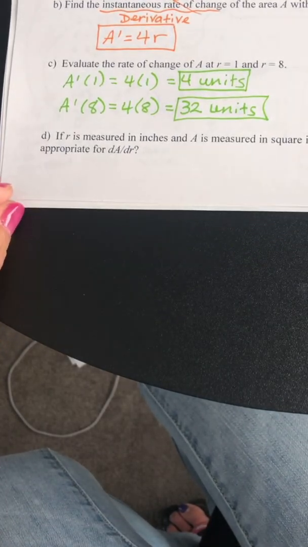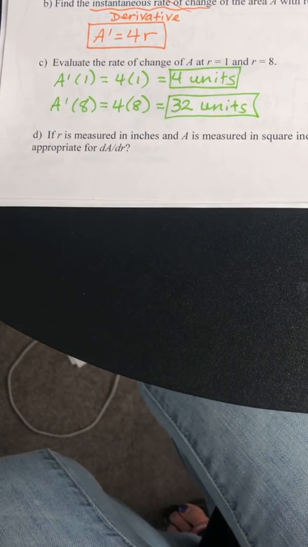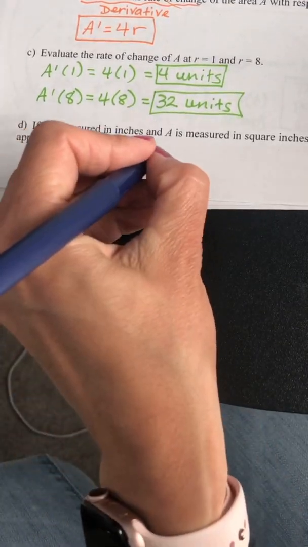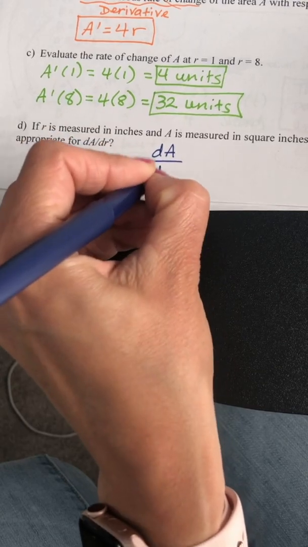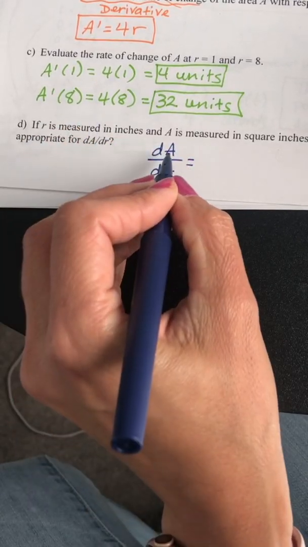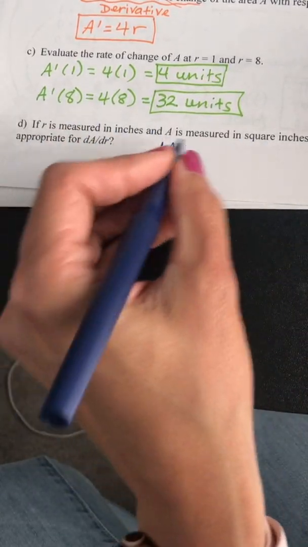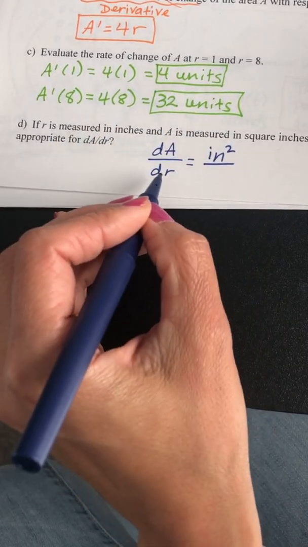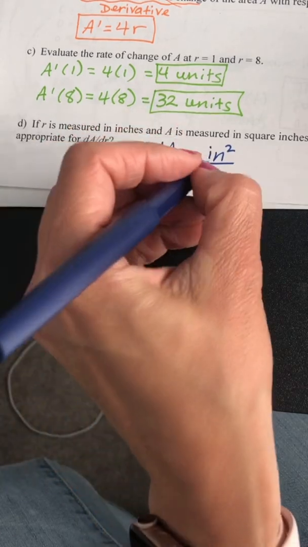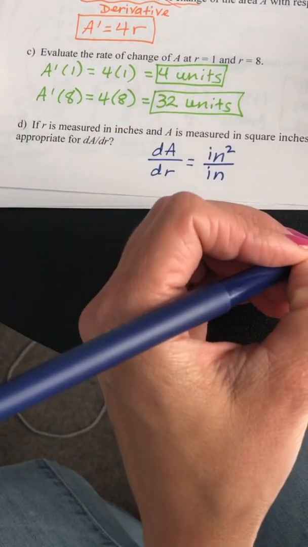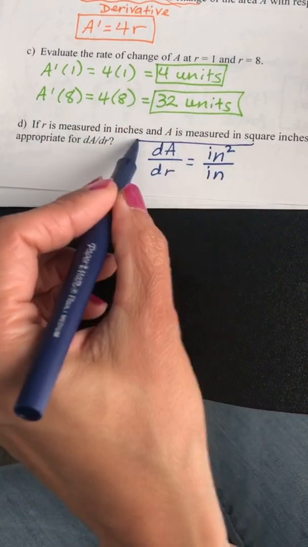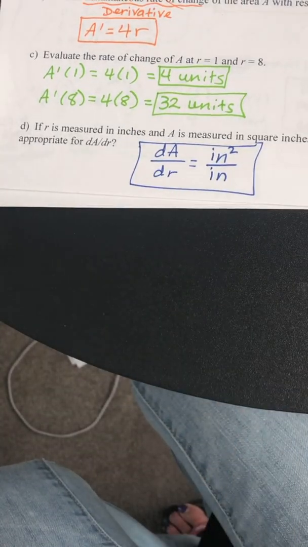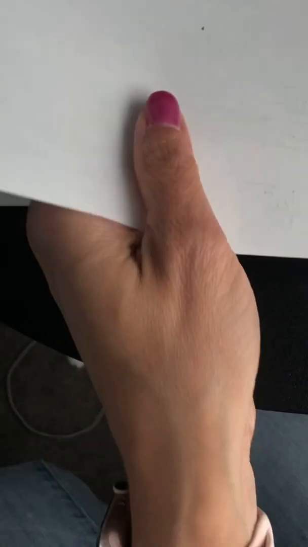If R is measured in inches and A is measured in square inches, what units would be appropriate for dA/dR? Well, if A is measured in square inches, the derivative of A is in square inches. And over dR, if R is in inches, then dR is also in inches. So inches squared over inches. Flip it over.